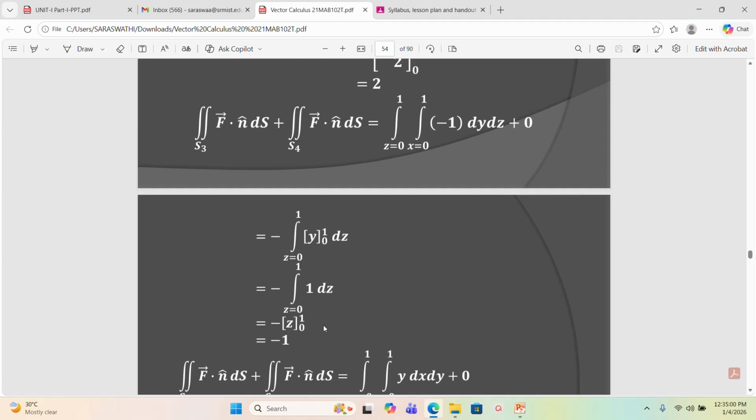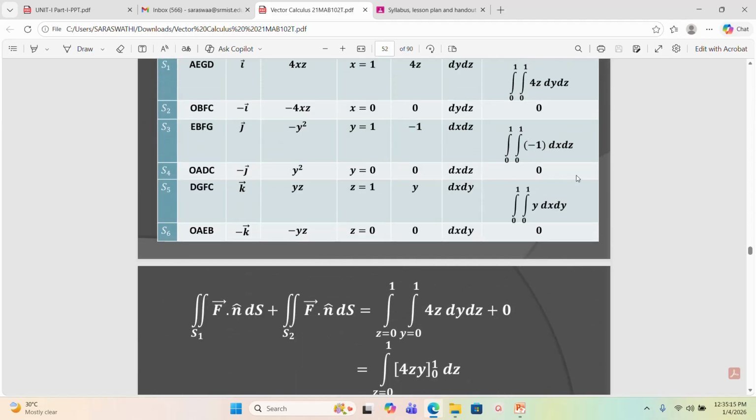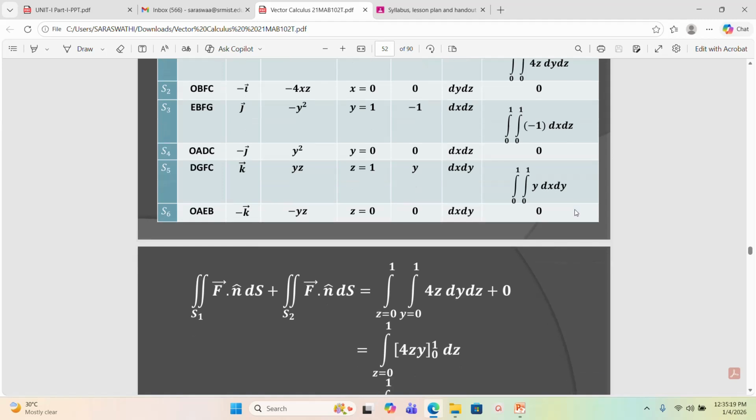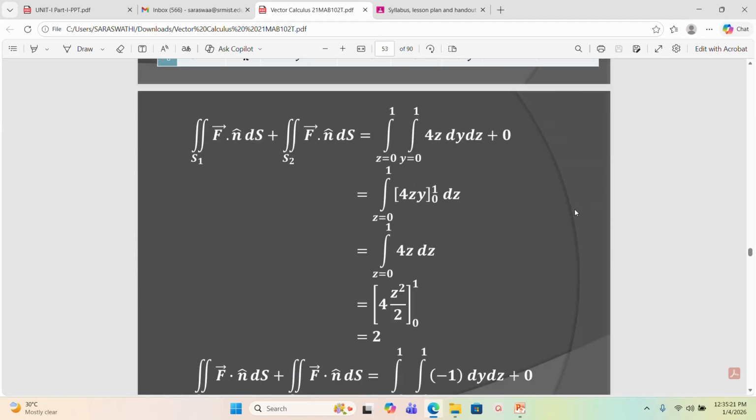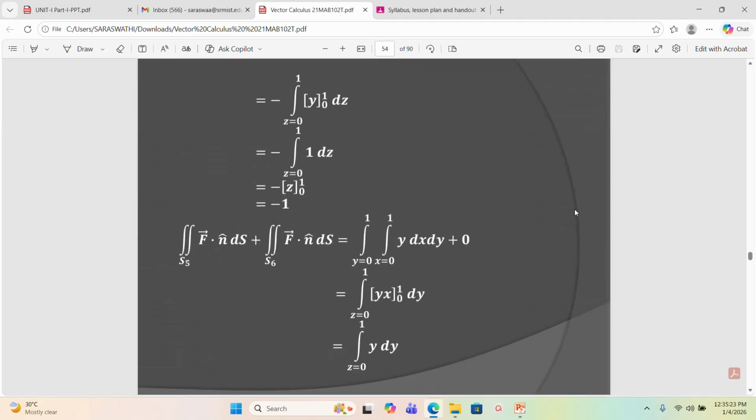So for the S3 surface, the value is equal to minus 1, and the S4 answer we have already proved is 0 only. So next we can go for the fifth surface. For the fifth surface, we already proved 0 to 1, 0 to 1, y into dx dy. So this is the xy plane, y into dx dy.